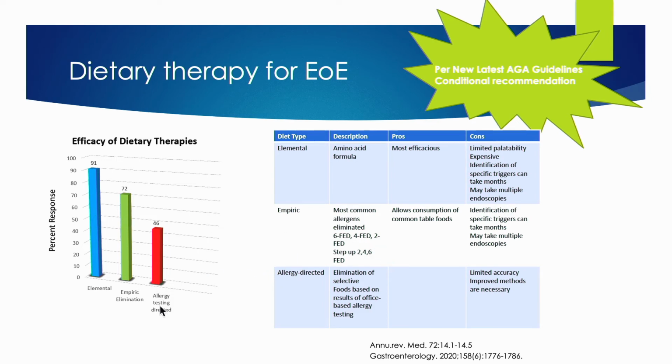And finally, there's the allergy testing directed diets, which surprisingly have less efficacy, but it seems attractive because you would think that if you could identify the food, then you could reliably remove them. But it turns out that probably it's not just IgE-mediated antibodies that are important here. It seems like IgG4 also plays a role, and that may account for this.